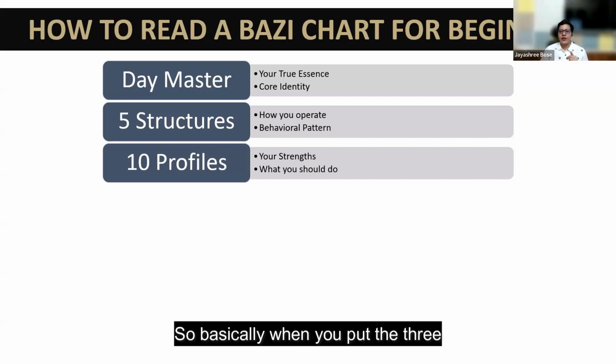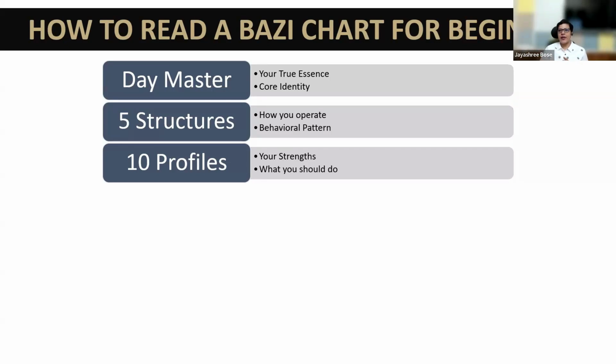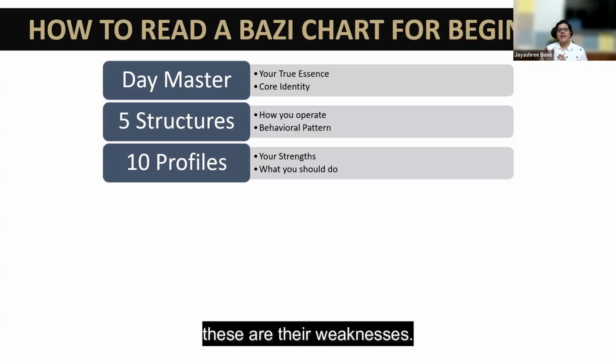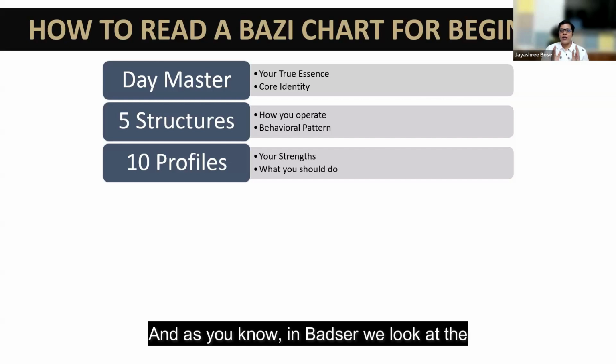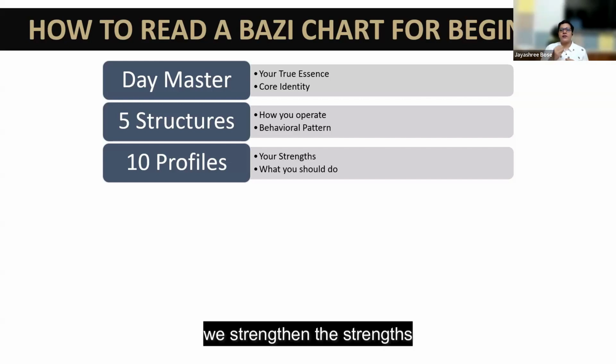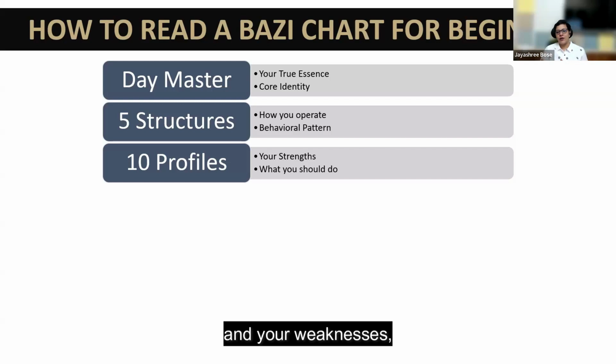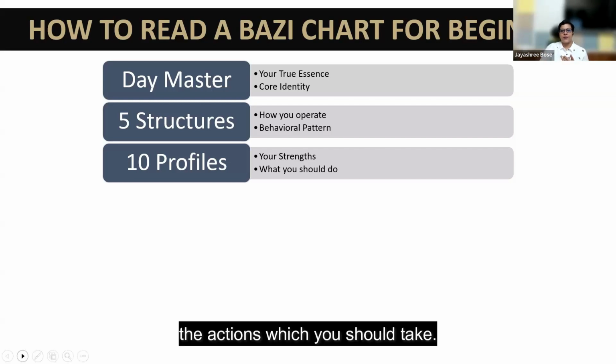So basically, when you put the 3 together, you can understand a person very quickly. You look at the day master, you know they are like this. Then when you look at the 5 structures, you know they behave like this because the 5 structures is dependent on the environment the day master is located in. Then there's the 10 profiles, which tells you these are their strengths, these are their weaknesses. And as you know, in BaZi, we look at the strengths. We strengthen the strengths and we inform them of their weaknesses. So the 10 profiles informs you of your strengths and your weaknesses, the actions which you should take.